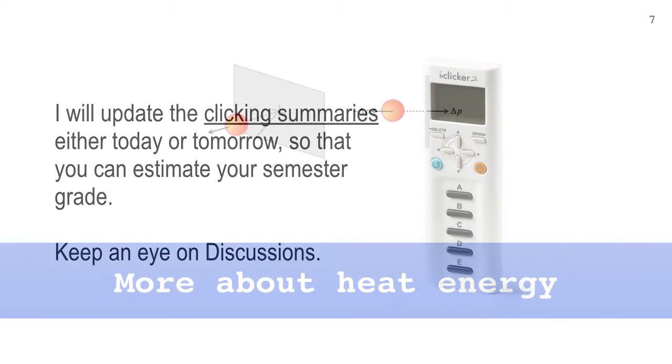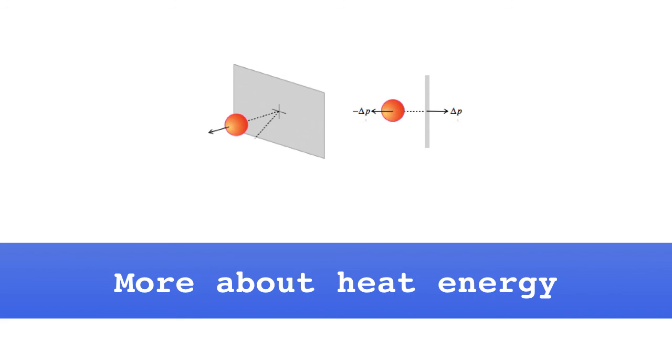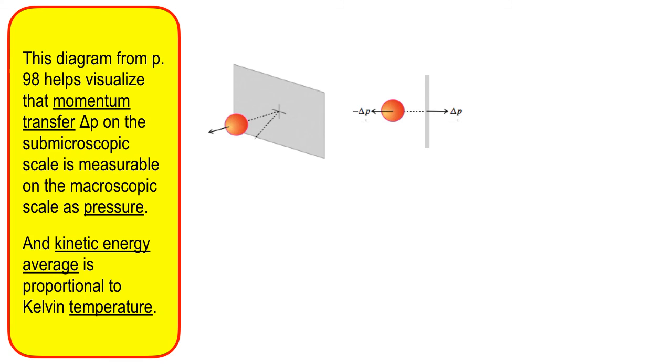I want to talk some more about heat energy. And this diagram from page 98, I really like it. I spent a lot of time figuring out a good way to do it. It's my diagram, I made it. It models a molecule bouncing off the side of a container, a molecule in a collection of gas inside of a container and bouncing off.